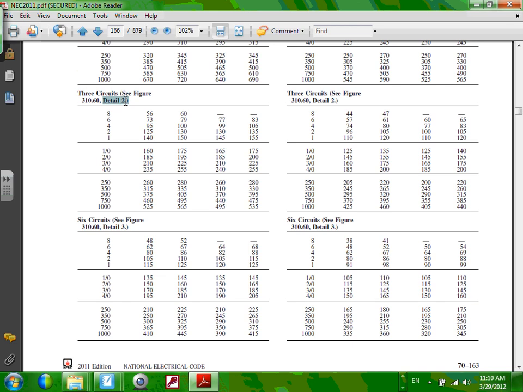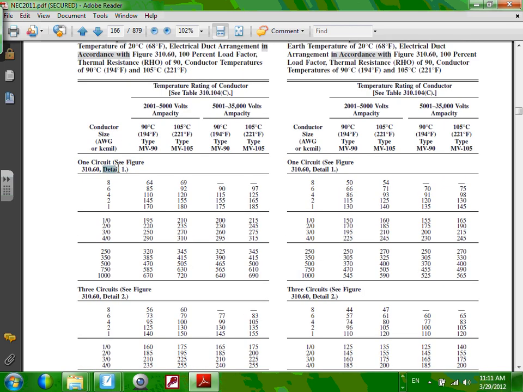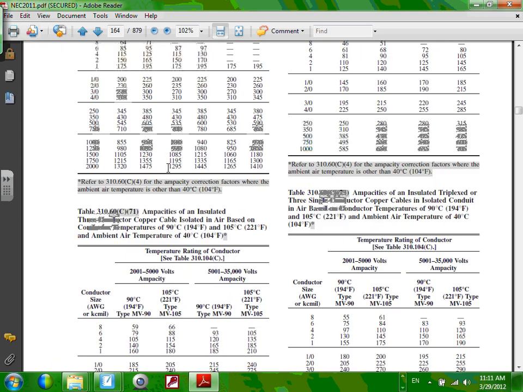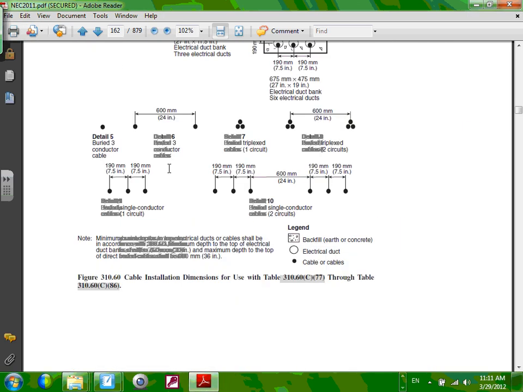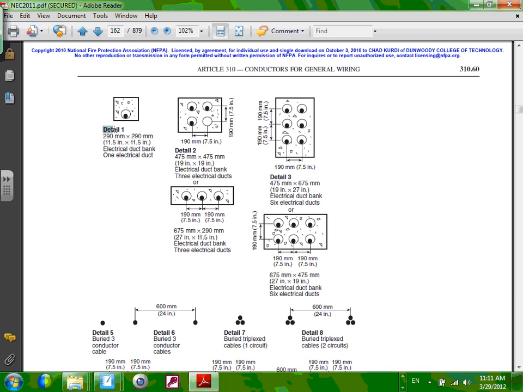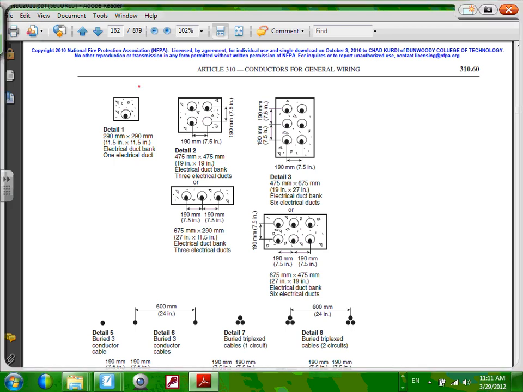Now when you deal with these tables, guys, there's detail. Can you guys see detail 1, detail 2, and detail 3? Detail 1 is actually one big duct conduit with the 3 medium voltage conductors inside. So let's go quick to detail 1 before we even size it. Here you go. These are the details. Here's detail 1. Detail 1 that we're using is basically this detail. This is a big conduit with 3 medium voltage cables inside it.